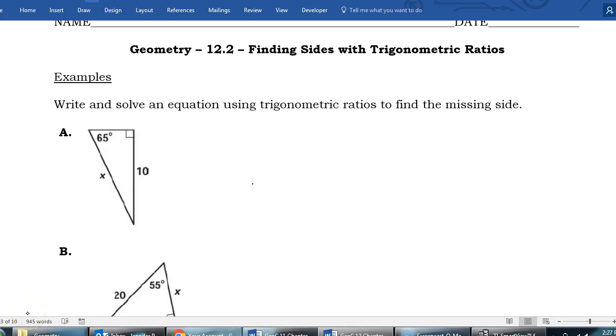This is Geometry, Lesson 12.2, Finding Sides with Trigonometric Ratios. Before I do the first example, I want to review the trigonometric ratios.